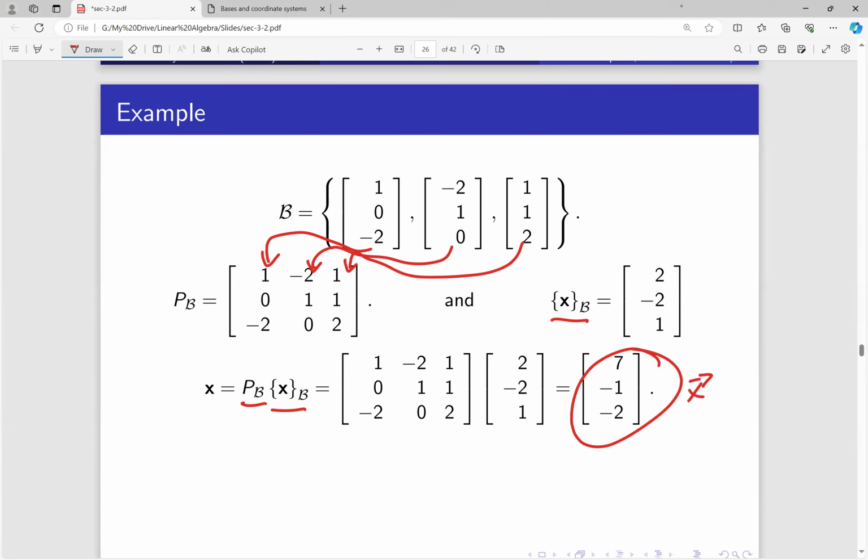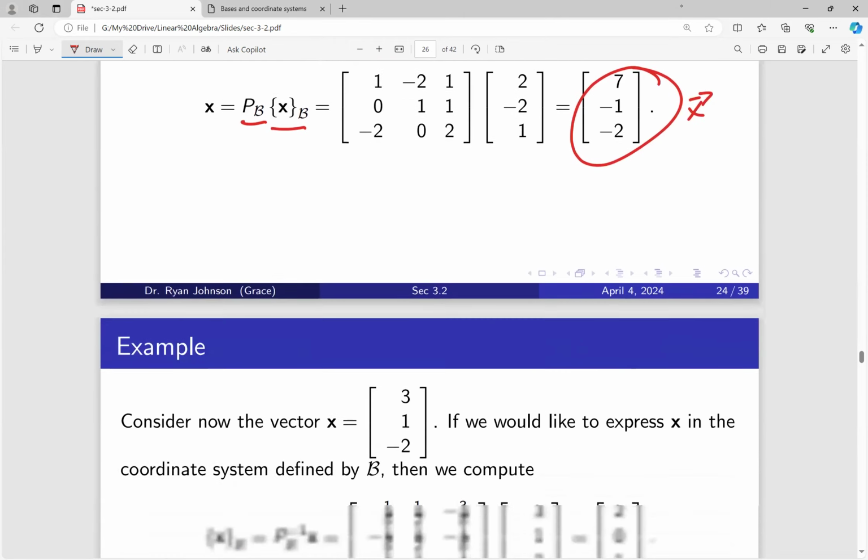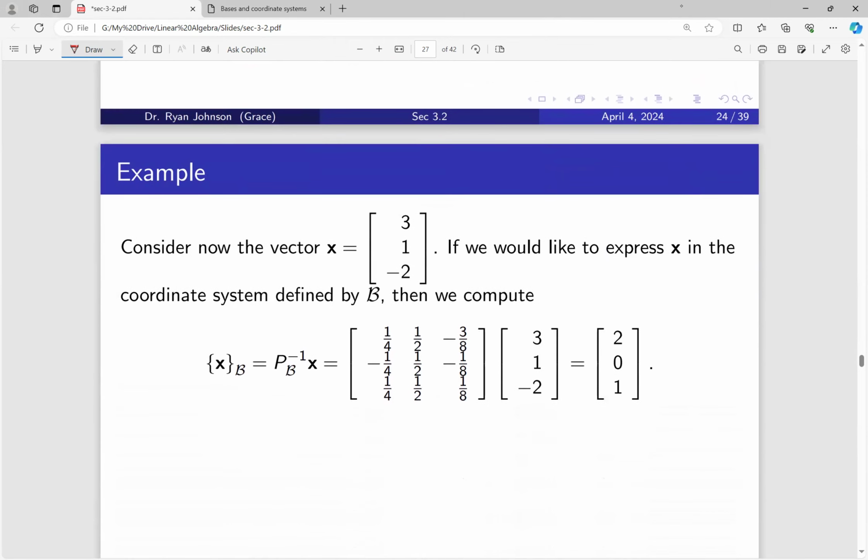This is x. Okay. Similarly, if I have x and I want to express it under the basis, then I multiply by PB inverse. Now, according to Sage, PB inverse is this. It looks kind of ugly because of all the fractions, but that's the way life is. And so I multiply that by 3, 1, -2, and I get 2, 1, 0. So this is x as a vector with the B basis.